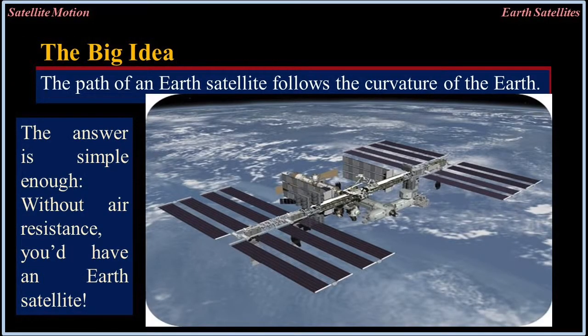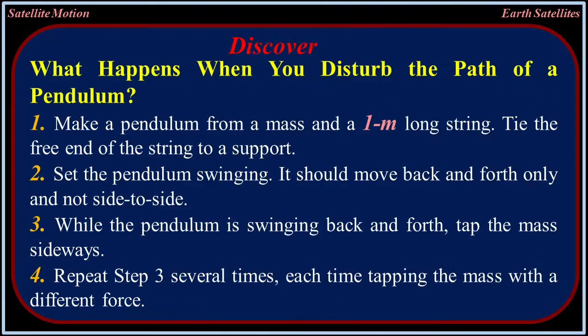The answer is simple enough. Without air resistance, you'd have an Earth satellite. That's a picture of the International Space Station.